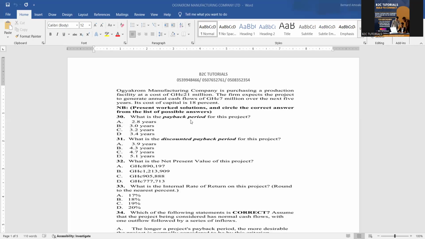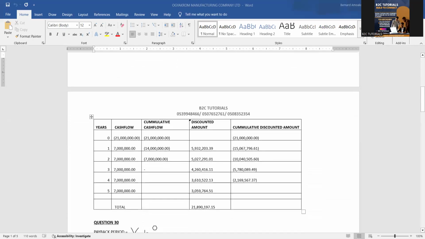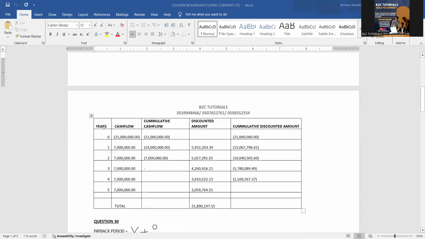Now, it's actually the payback period. So you quickly need to draw your table to know the number of years, to know your inflows or the cash flows, and then you do what we call the cumulative to be able to determine your payback period. Okay, so this is it. So we draw our table. We have the number of years. We have our cash flow. It says that at year 0, you are investing 21 million Ghana cedis. And then for the 5 years, you are expecting to receive 7 million each year.